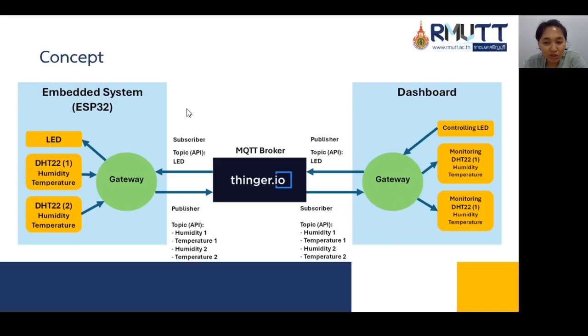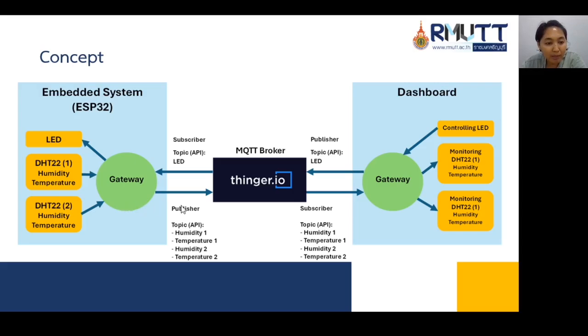This image illustrates the architecture of an MQTT, message queuing telemetry transport, communication system of this project. Publisher of the LED system is the LED switch in the dashboard, and the subscriber of the LED system is the active high LED circuit in the embedded system ESP32.